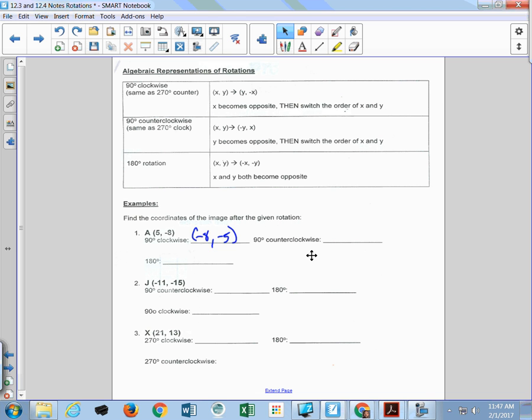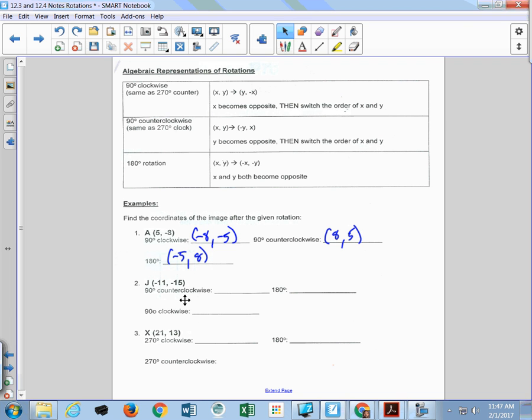So if I did 90 counterclockwise, that means I'm still flipping. I'm going to change Y to its opposite. So now 8 becomes positive, and 5 stays the same. For 180, I just changed both of them to their opposite. So -5, +8.